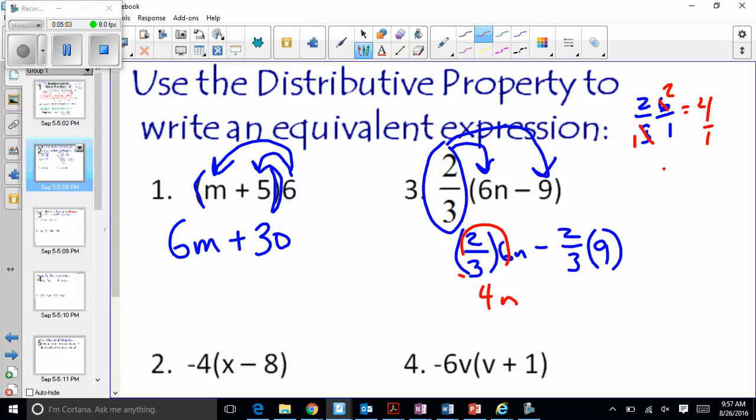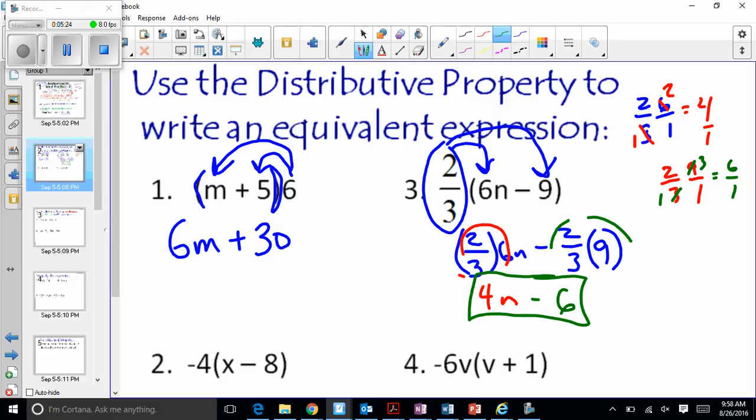2/3 times 9. I'm going to go over here on the side again. Again, I can simplify by dividing both of these by 3. So I get 3 and 1. This ends up with 6 over 1. So now combining these two together makes 6. So I get 4n, bring down the minus sign, makes 6. 4n minus 6.